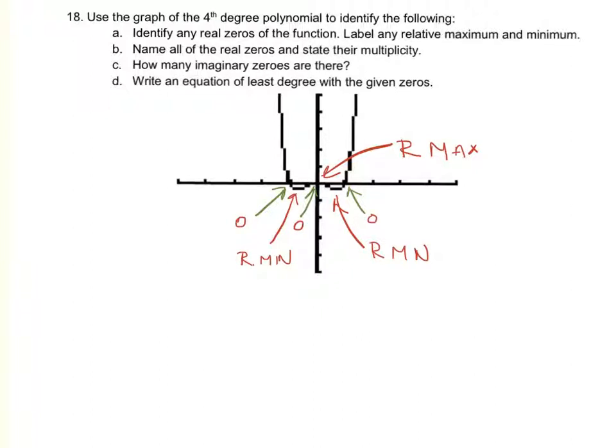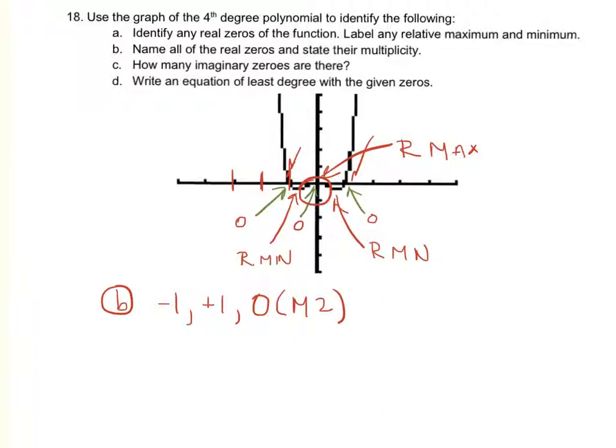Part B, name the zeros. So I can see negative 1, negative 2, negative 3. So these zeros occur at negative 1. This 0 occurs at positive 1. And right here, I get 0, the multiplicity of 2, because the X value is 0 right there.